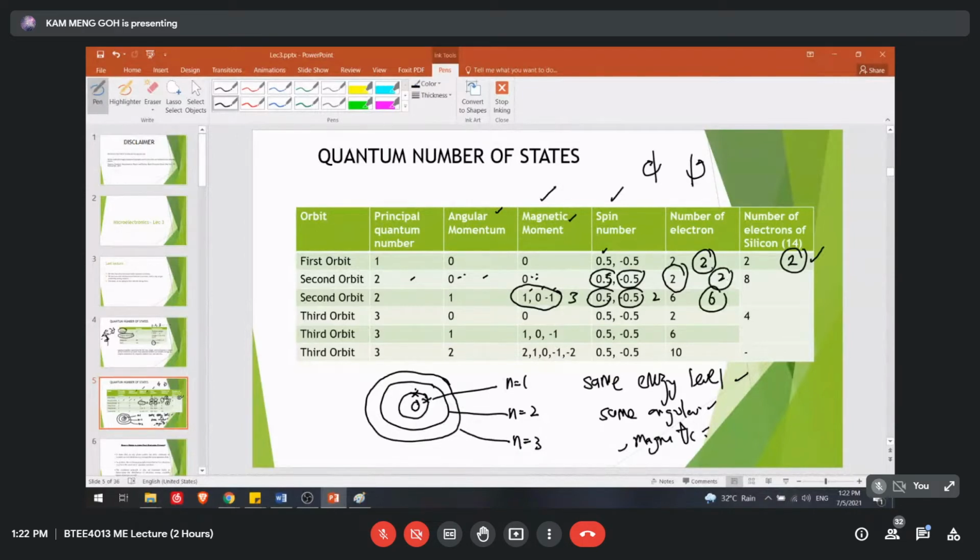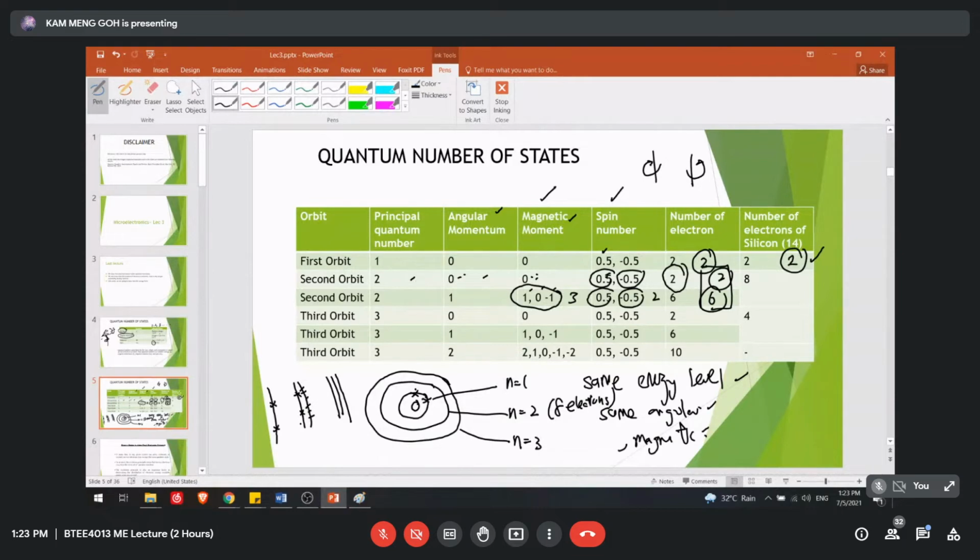Okay. 2 plus 6 will be equal to 8 electrons, which means that in this second level, we will be having 8 electrons. And these 8 electrons will have different movement. Imagine that this second orbit actually has two levels. Maybe the first orbit has 1 level, the third orbit has 3 levels. So the first orbit has 2 electrons, the second orbit has 2 electrons at the first level, then 6 electrons on the second level.